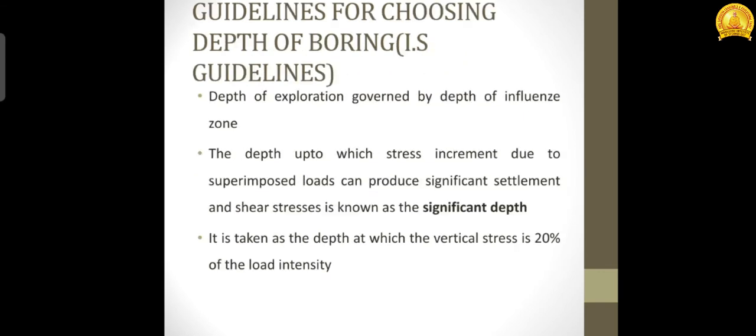Then another important topic, guidelines for choosing the depth of borings. The depth of exploration is governed by influence zone. Influence zone means it is the depth which is influenced due to the application of superimposed loads. The depth of influence zone depends upon the type of structure, intensity of loading, shape and disposition of the loaded area, the soil profile and the physical characteristics of the soil.